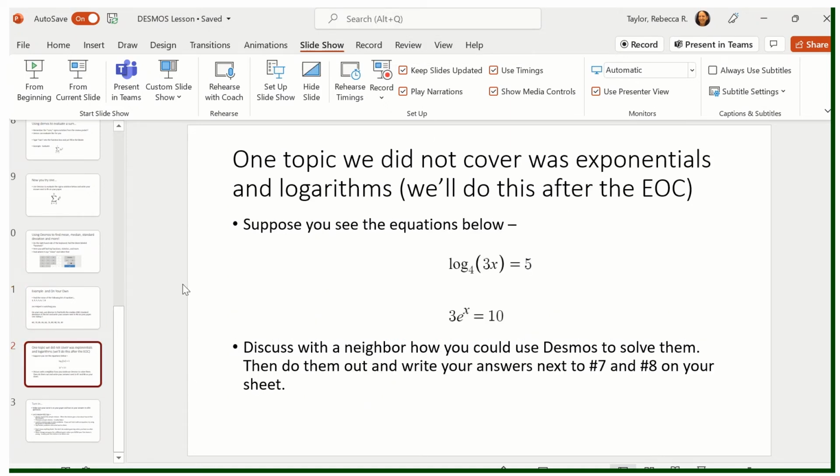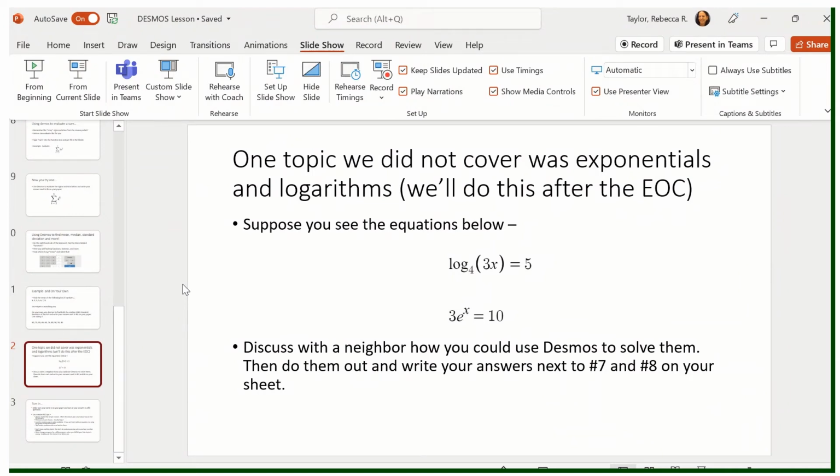Almost done. One topic that we did not cover was exponentials and logarithms. I am going to do this after the EOC. This is really important for those of you that are going on to pre-calculus. I cannot send you to pre-calculus without addressing logs and exponentials. I'm pretty sure there's at least 1 or 2 questions on your EOC that are going to do this. I'm not sure what concepts they cover exactly, but I wanted to at least address how you might solve those.